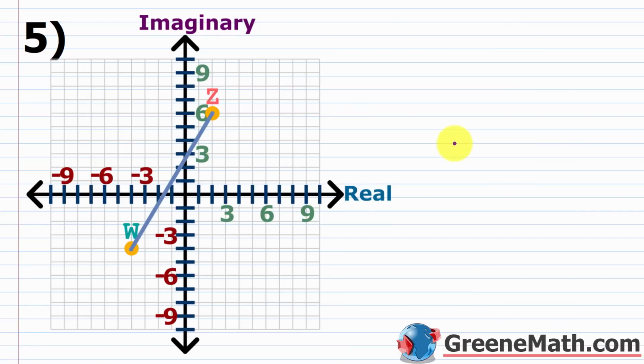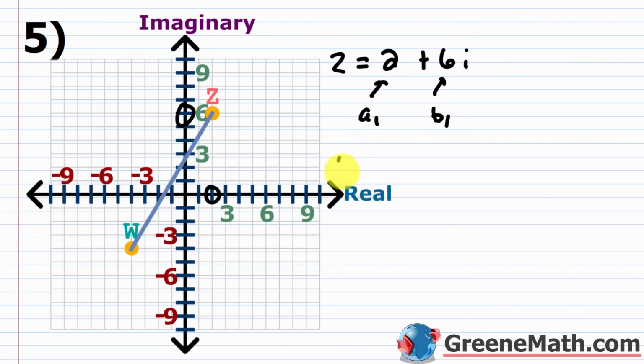All right, let's take a look at problem 5. So here we are given a Z that's going to be equal to, the real part is 2 and the imaginary part is 6. So this is 2 plus 6i. Let me just label this as a sub 1 and this as b sub 1.